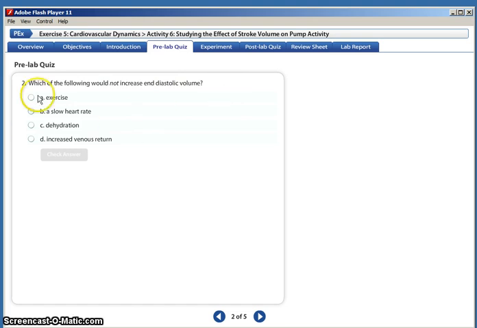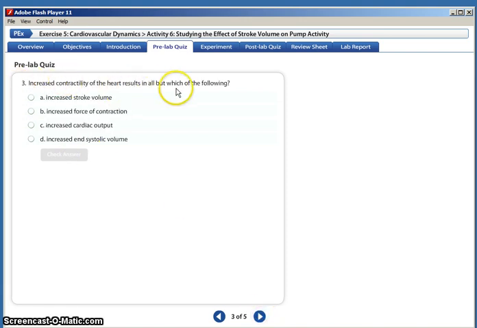Exercise would, because it would be squeezing the veins a little bit. They'd get some sympathetic stimulation and squeeze, which would force more blood back. A slow heart rate would, because you'd have more time for diastole. Increased venous return is really the same as both of these. Dehydration would not.